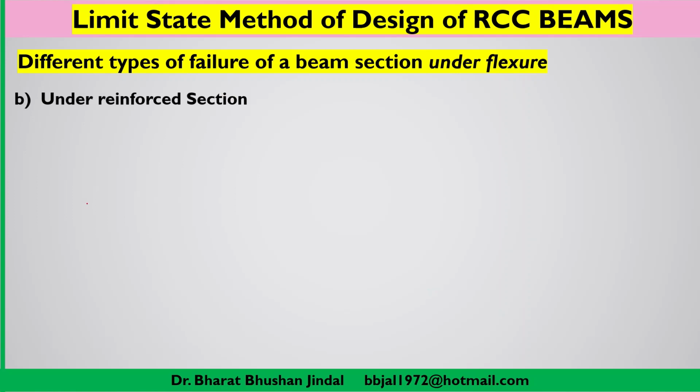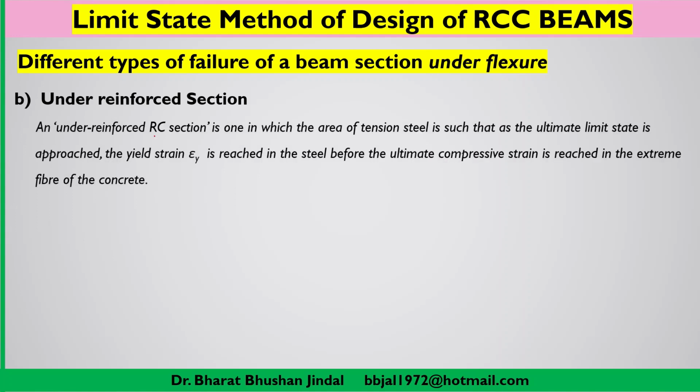Now the second type of failure of a beam section is the under reinforced section. Now what is the meaning of an under reinforced section? An under reinforced RC section is one in which the area of tension steel is such that as the ultimate limit state is approached, the yield strain is reached in the steel before the ultimate compressive strain is reached in the extreme fiber of concrete. So what we want to say here is that steel reaches its ultimate limit prior to, or earlier than, concrete.